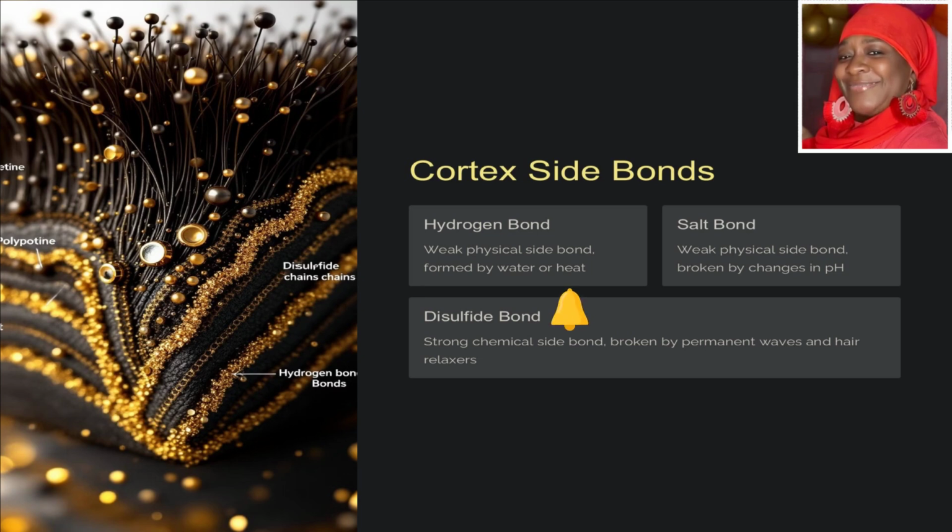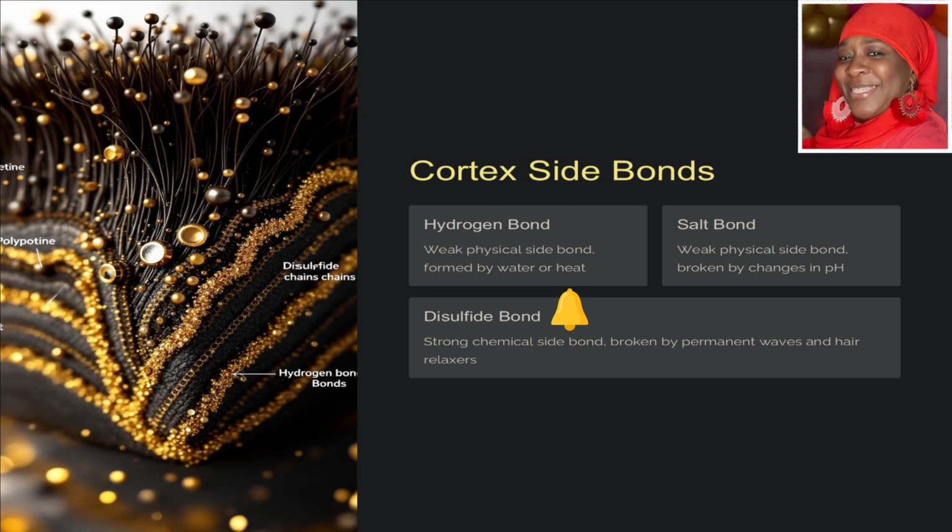Disulfide bond, a strong chemical side bond. There are fewer disulfide bonds than hydrogen or salt bonds, but disulfide bonds are much stronger. The disulfide bond joins the sulfur atoms of 2 neighboring cysteine amino acids within the polypeptide chains. Permanent waves and hair relaxers alter disulfide bonds. Misusing these chemicals can damage the disulfide bonds, which weakens the hair.